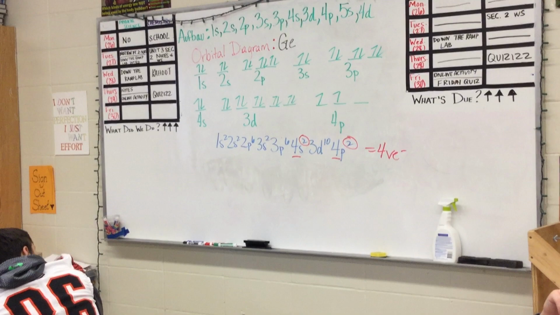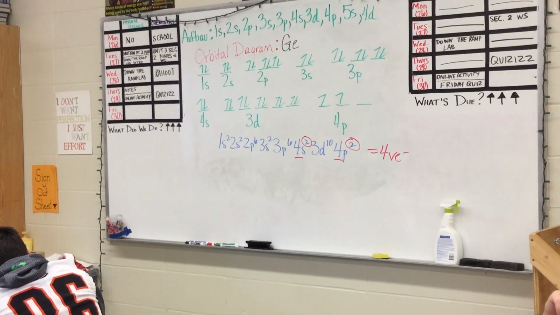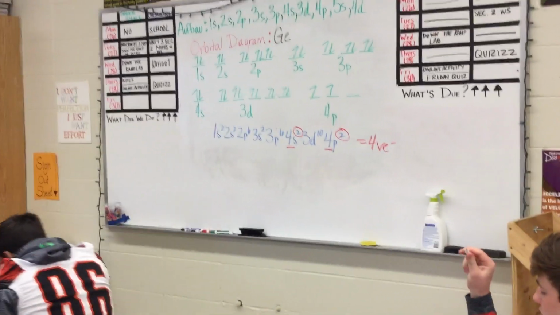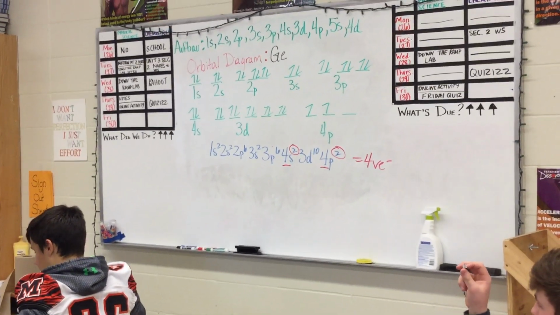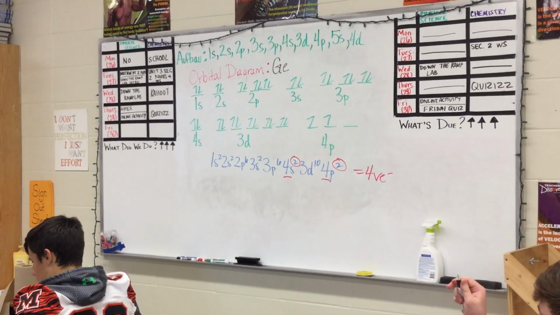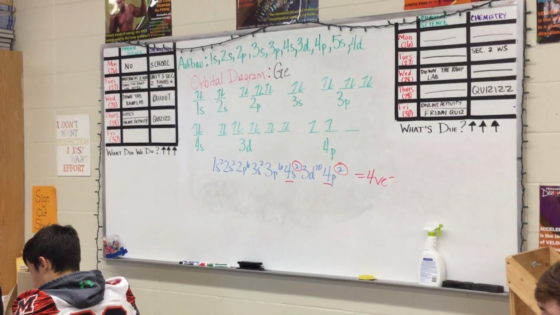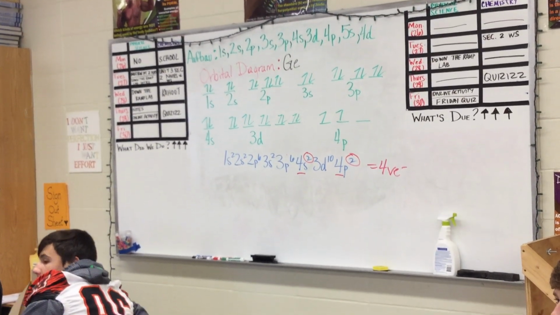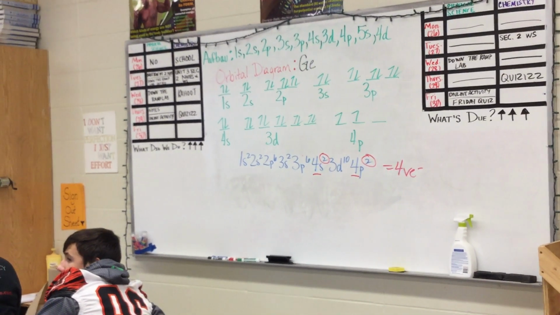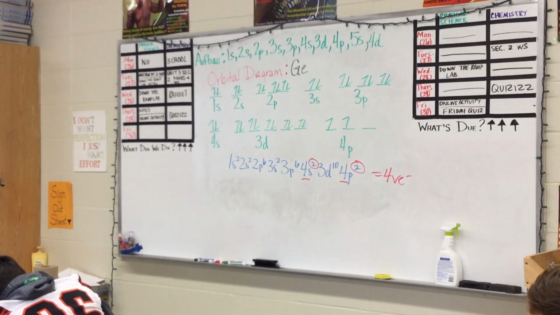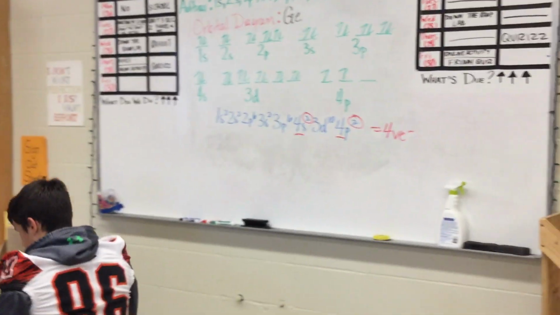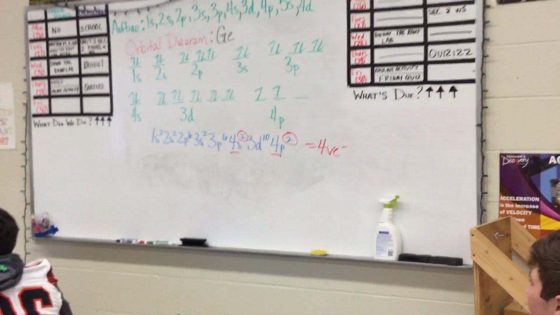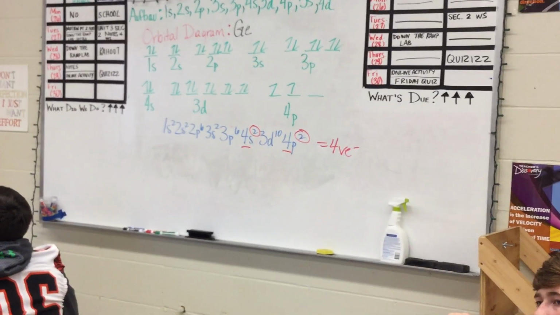Now flip back to silicon. How many does silicon have? I heard 4. Is everybody in agreement? That's correct. Silicon has 4 valence electrons, so write that down beside silicon. Three is your highest principal energy level. You had 2 in the S sublevel and 2 in the P. Total of 4.